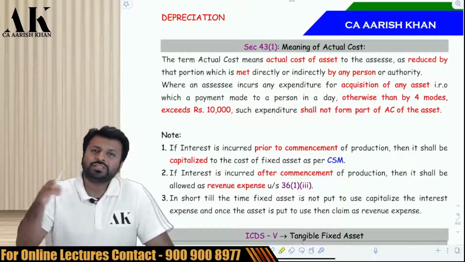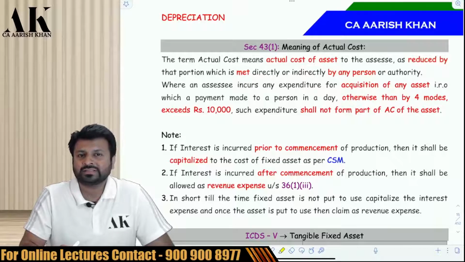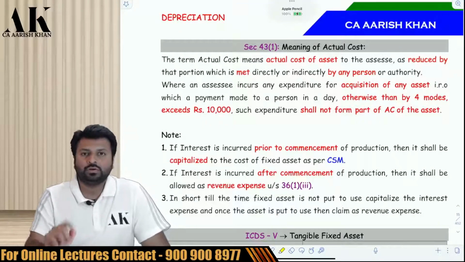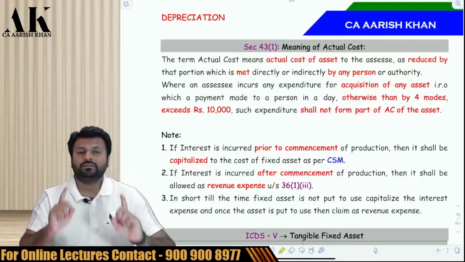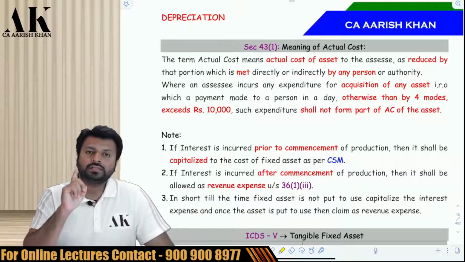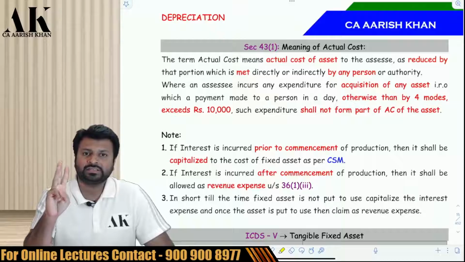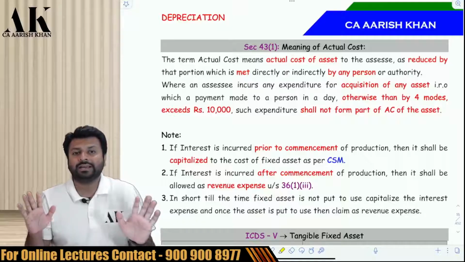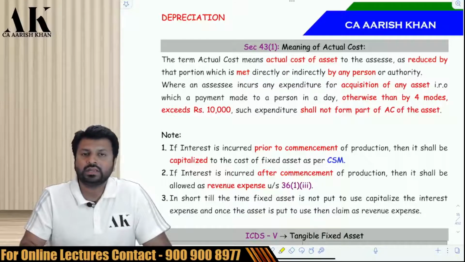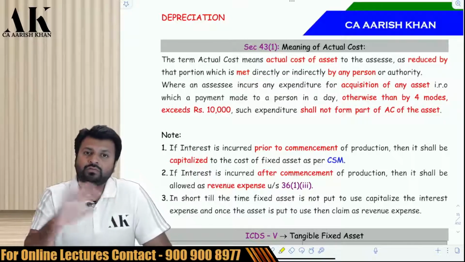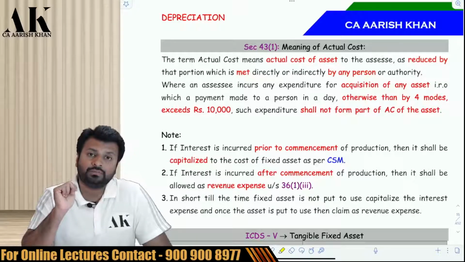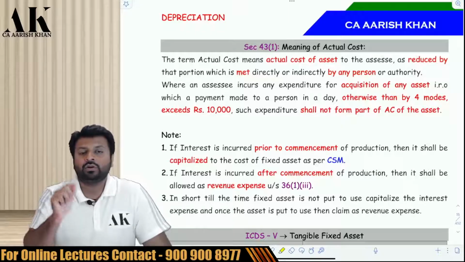Now, if some portion is met by some person or authority in the form of subsidy or reimbursement, etc., some kind of help given by someone to you, then that has to be reduced from the block of asset. One more thing has to be kept in mind: if you buy any asset and make a payment for it to a person in a day, you have to make the payment by account payee cheque, account payee draft, ECS, or such other electronic mode as may be prescribed by the government. If you make the payment by any other mode, that expenditure will not form part of actual cost. For example, if you buy a TV for 40,000 rupees in cash, that cash portion will not form part of the actual cost and will not be added to the block of asset. What will be the indirect effect of that? The indirect effect will be that you will not get depreciation on that portion.